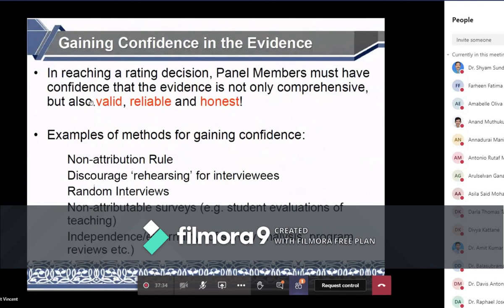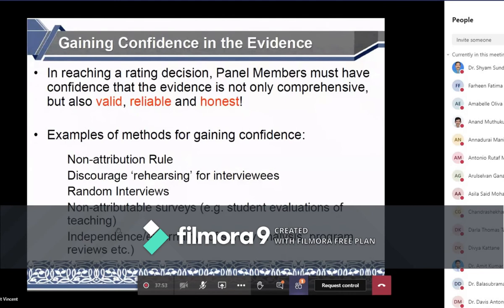Now, how do we gain confidence? If the evidence is valid, is it reliable, and is it honest, and is it comprehensive? So this is very, very important. It should be valid, it should be reliable, and it should be coming out of honest processes.